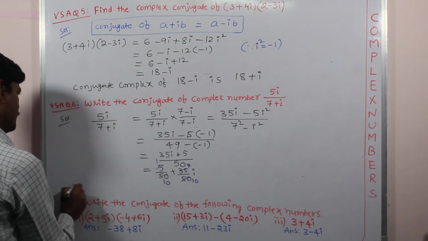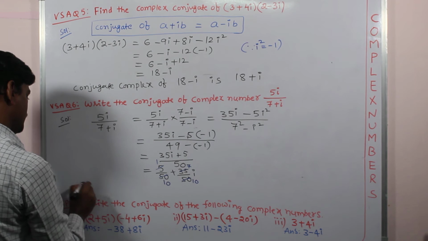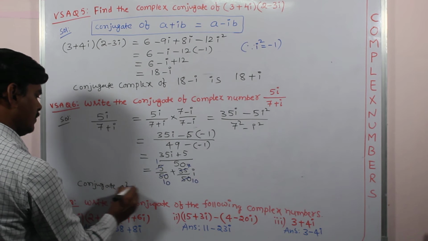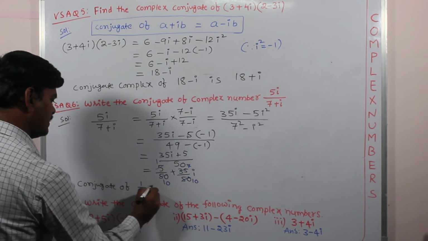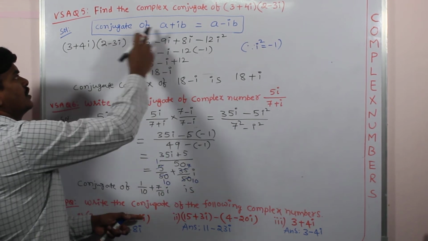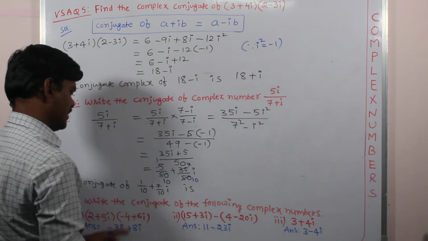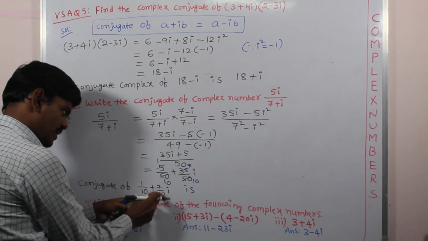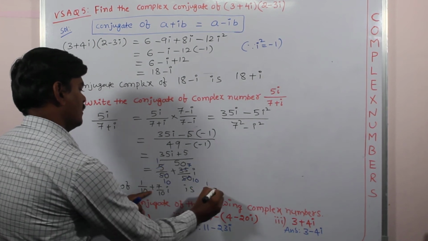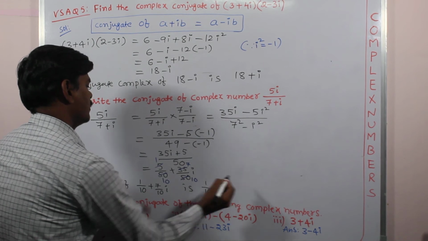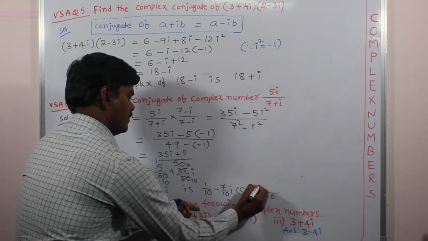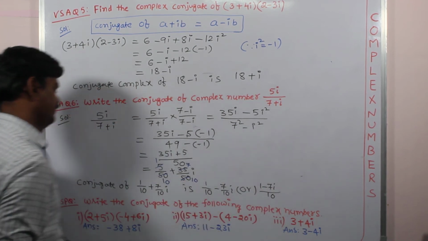So now we can write the complex conjugate of 1 by 10 plus 7 by 10 iota. Okay, what is the conjugate of a plus iota b? A minus iota b. So this is in the form of a plus iota b, so its conjugate will be written in the form of a minus iota b. 1 by 10 minus 7 by 10 iota, or it can be written with 10 as the LCM, 1 minus 7 iota by 10.